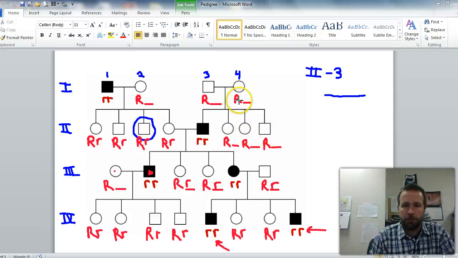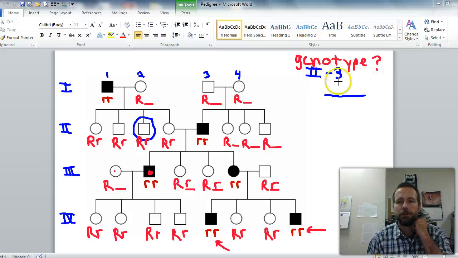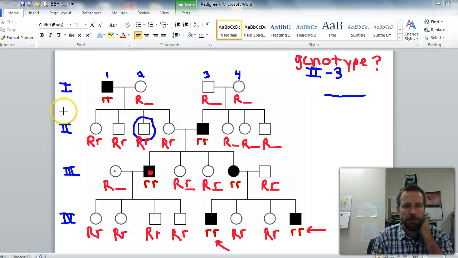What about here? Do we know anything here? We just know that there's a big R given, a big R given. We know one of these has a little r, but we don't know which one. So if we go back to this question, if I ask you what is the genotype of generation 2, individual 3, we look at generation 2, individual 3, and we do know that it is heterozygous.